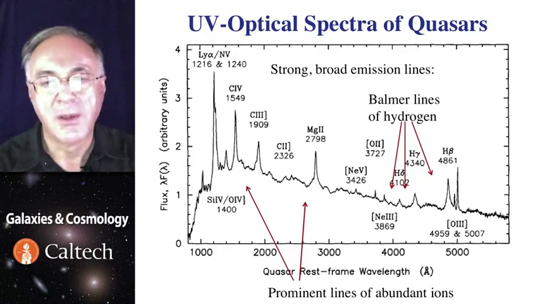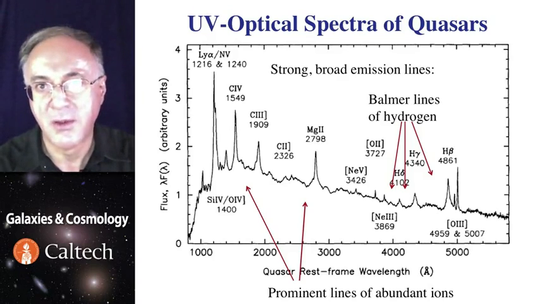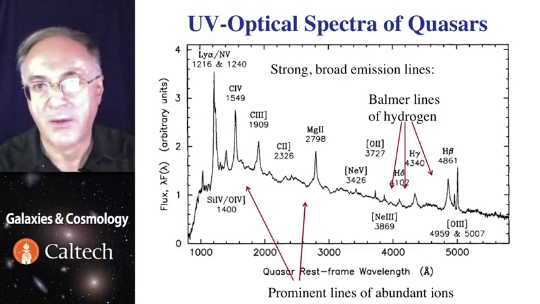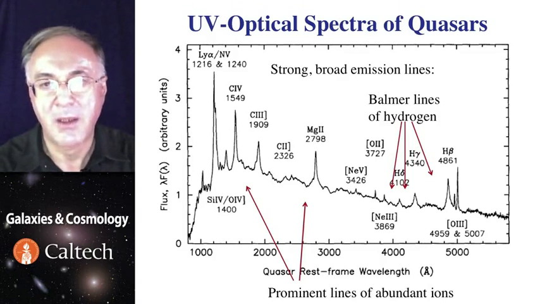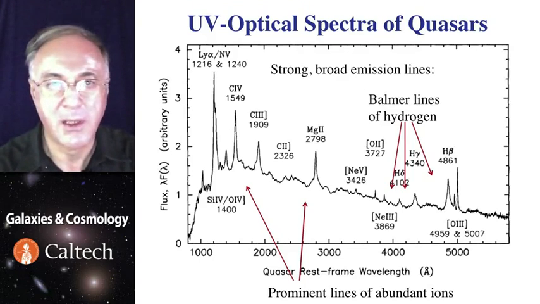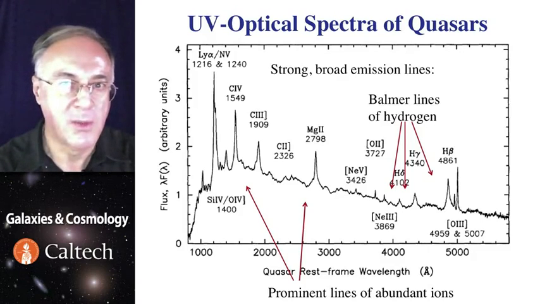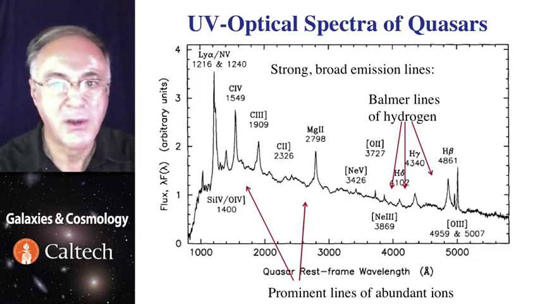You will also notice that many of these lines come from highly ionized species of ions. The notation of Roman numeral after the element's name indicates how many electrons have been removed, plus 1. So carbon I would be neutral carbon, and carbon IV is carbon that has lost 3 electrons. Magnesium II is magnesium that's lost 1 electron, and so on.